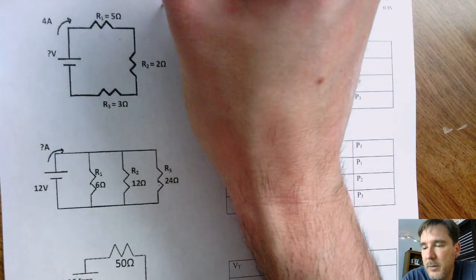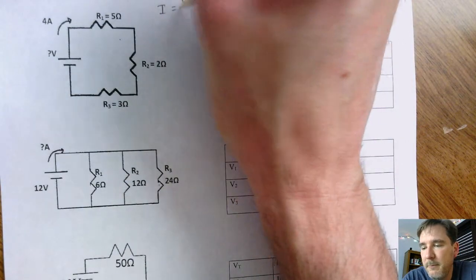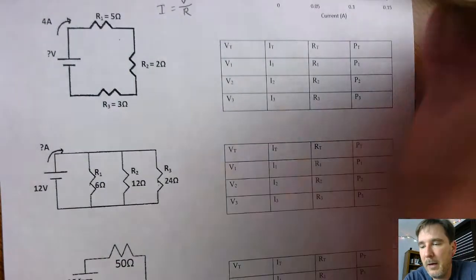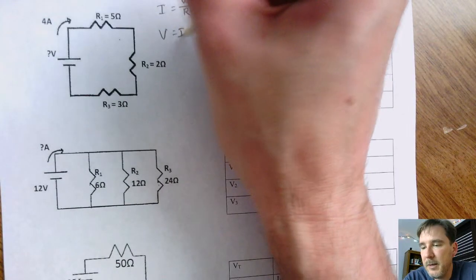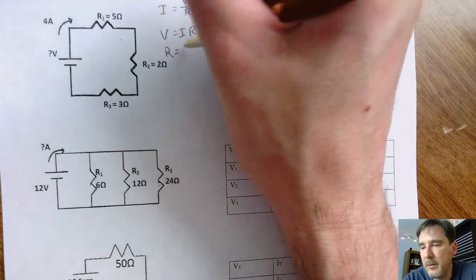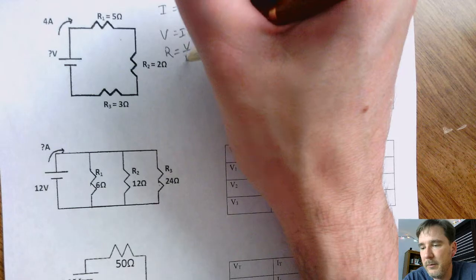Just remember, what I do is I write the 3 main equations on there. Okay, 4, I guess, if you count power. So V equals I times R. And this one's not even really used, but I'll write it anyway, just to be complete: R equals V over I.